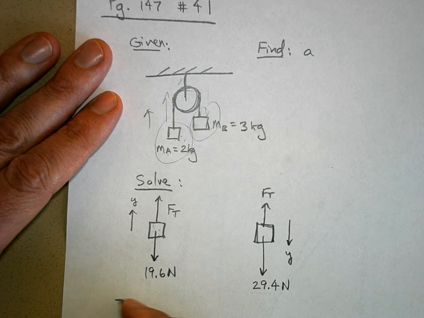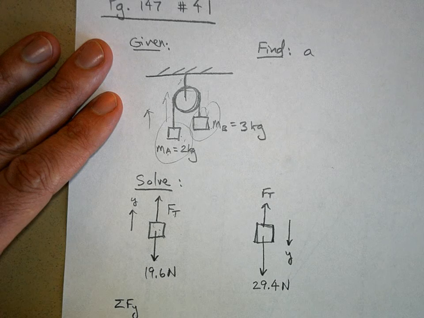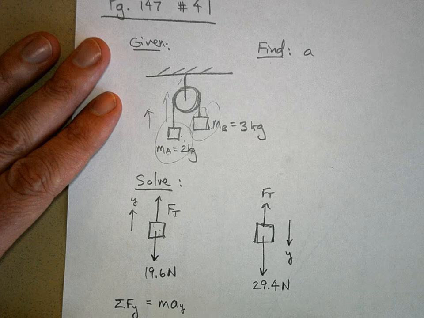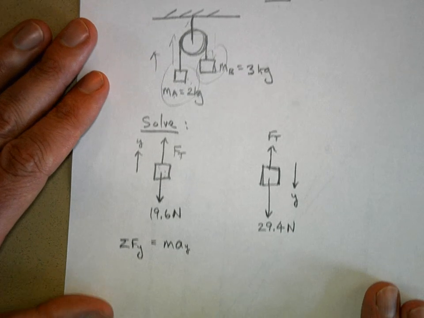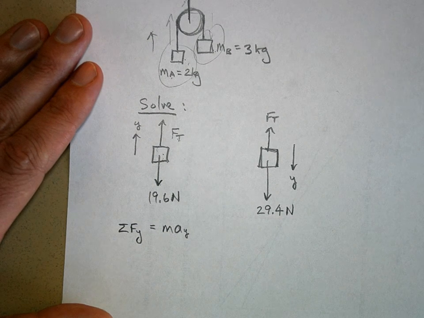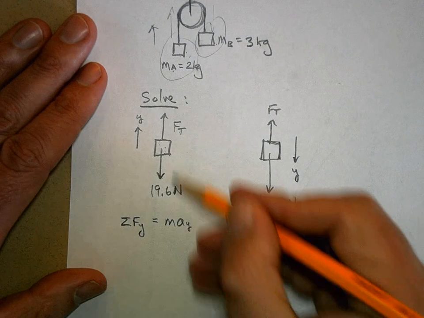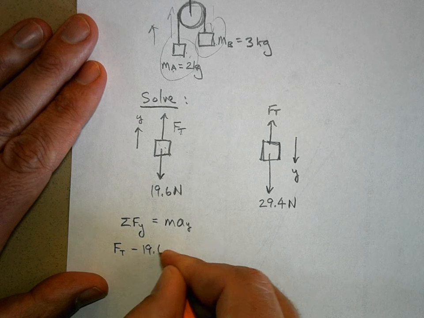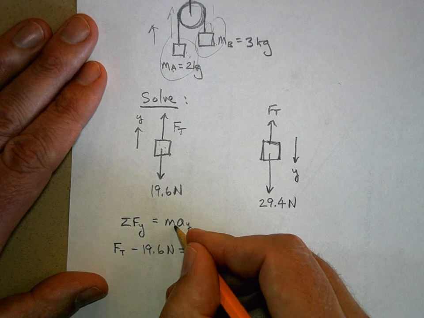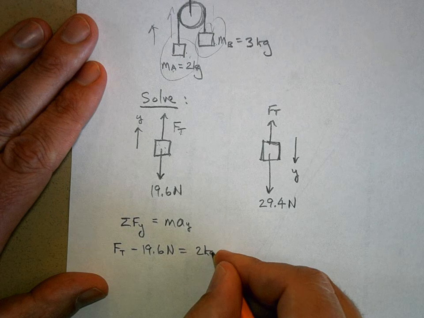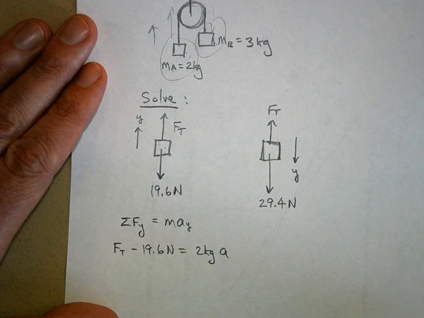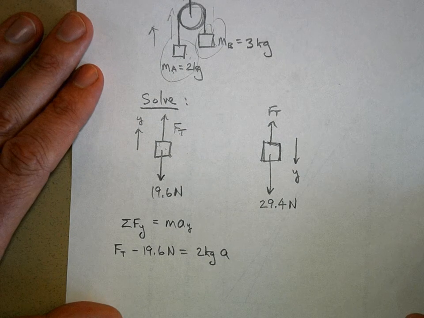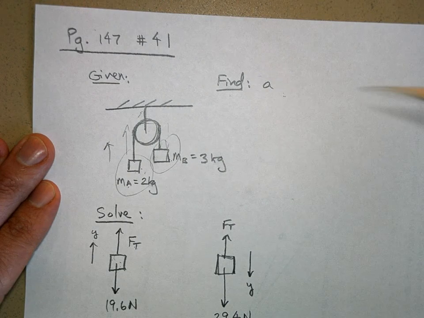Now if I sum the forces in the y direction, equals ma in the y direction. Okay, so I'm now going to do step 4 for both of these guys. Well, this is going to be the tension force minus 19.6 newtons equals m. What is m? It's 2 kilograms times a. Now here's the problem. What am I solving for? What am I trying to find in this problem? I'm trying to find the acceleration.